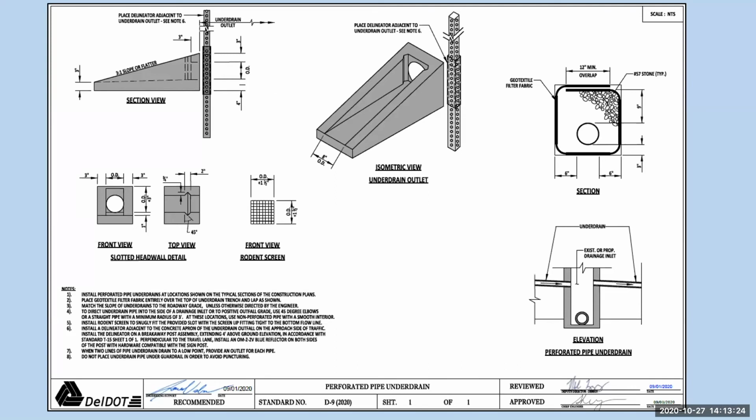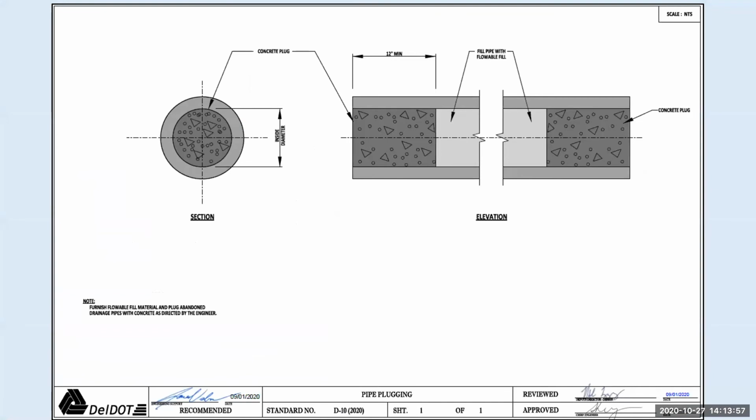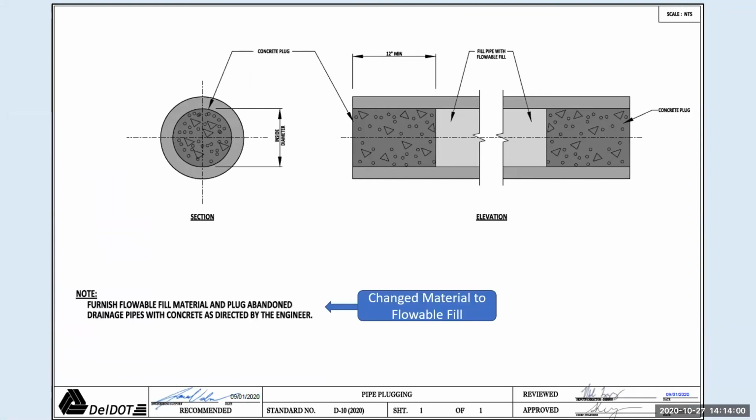I'll keep moving. I have something on my monitor here, so the perforated pipe under drain detail. So we added a dimension. Added a delineator location. And on the pipe plugging detail, we just changed the material to the flow before.